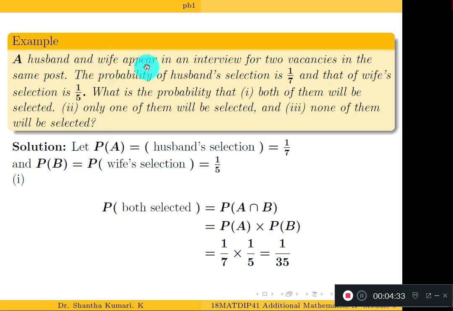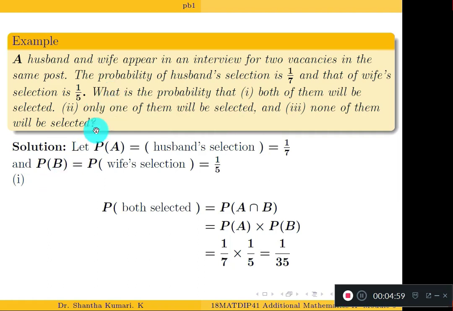A husband and wife appear in an interview for two vacancies in the same post. The probability of the husband's selection is 1 by 7 and that of the wife's selection is 1 by 5. What is the probability that both of them will be selected, only one of them will be selected, and none of them will be selected? Here the main work is you have to apply the notations correctly.